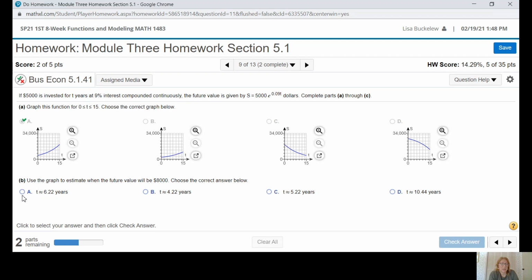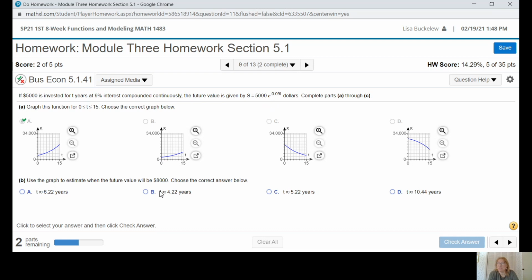on the calculator. Now, when it says use a graph to estimate when the future value will be 8,000. Okay, so they're not giving us the easy part. They're not saying, hey, how much is it going to be worth in 4 years? And you plug the 4 in for the t and just type that into your calculator. They're doing the opposite thing where they give you an answer and they want you to somehow work backwards.